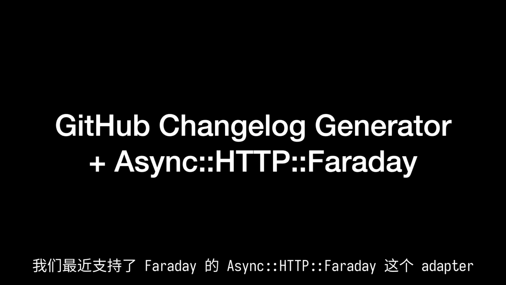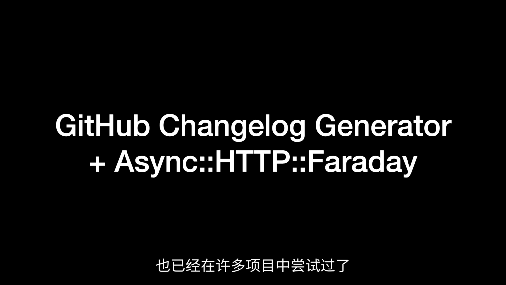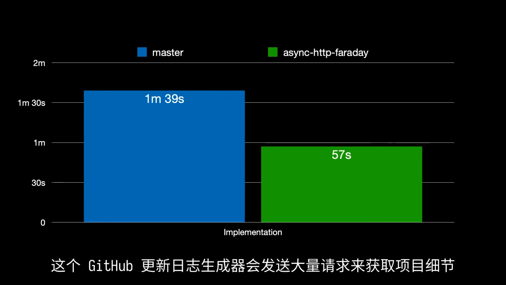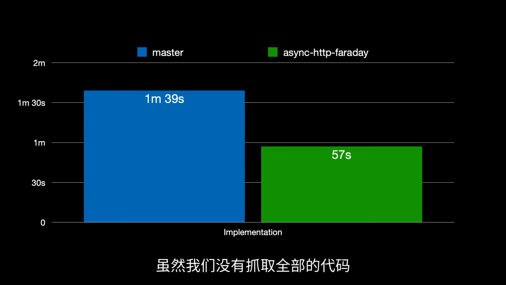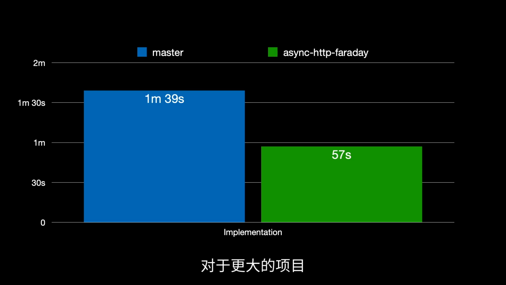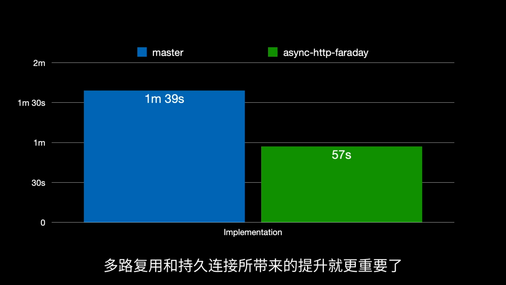We recently added support for Faraday with the Async HTTP Faraday adapter, and we tried it out on several projects. The GitHub changelog generator makes many requests to GitHub to fetch the details about a project. While we didn't work on all areas of the code, we saw a significant performance improvement by fetching commits and pull requests concurrently. For bigger projects, the improvements brought about by multiplexing and persistent connections are even more significant.